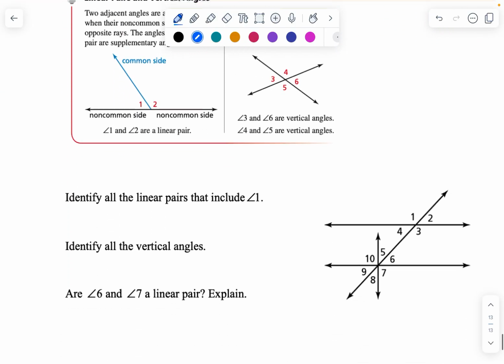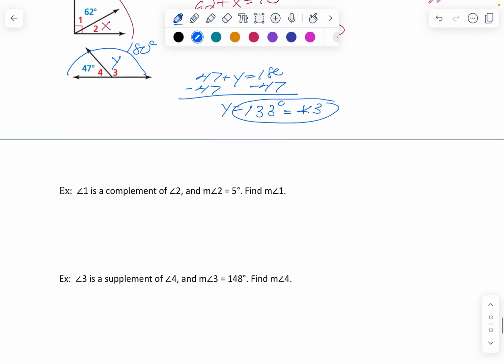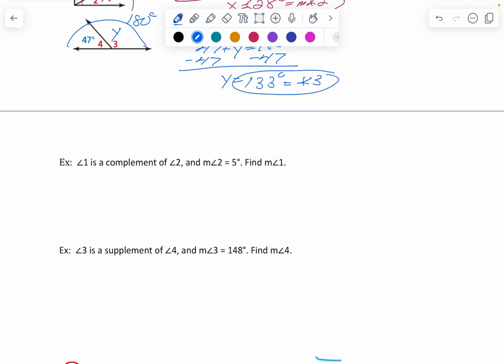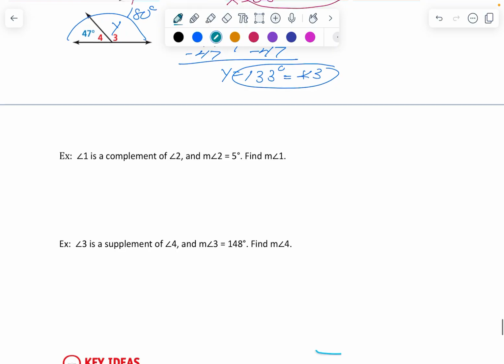Okay, so angle 1 is a complement of angle 2. If you want to give yourself a picture, complementary means 90 degrees. And so that means that angle 1 and angle 2 equal 90 degrees. Sometimes that helps people to have a picture. So angle 2 is 5 degrees. What's angle 1? So x plus 5 equals 90.